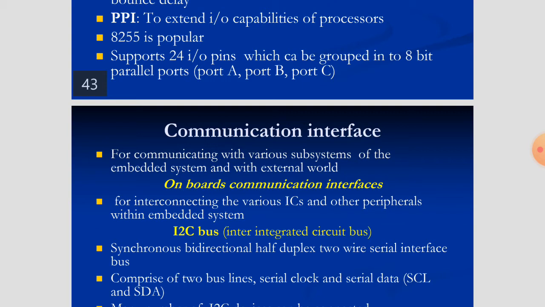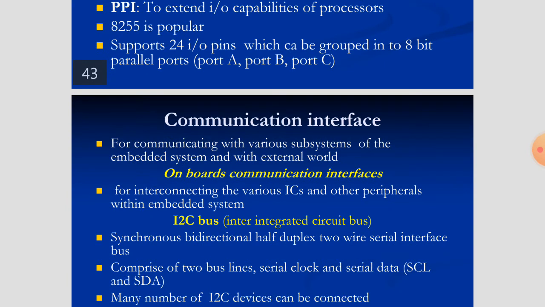One of the most popular PPIs is the 8255. It supports 24 I/O pins, which can be grouped into 8-bit parallel ports: port A, port B, port C. It provides 24 external I/O pins you can connect, grouped into 8-bit parallel ports. That means each port is 8 bits in size. Totally you have 3 ports, so 8 times 3 becomes 24.